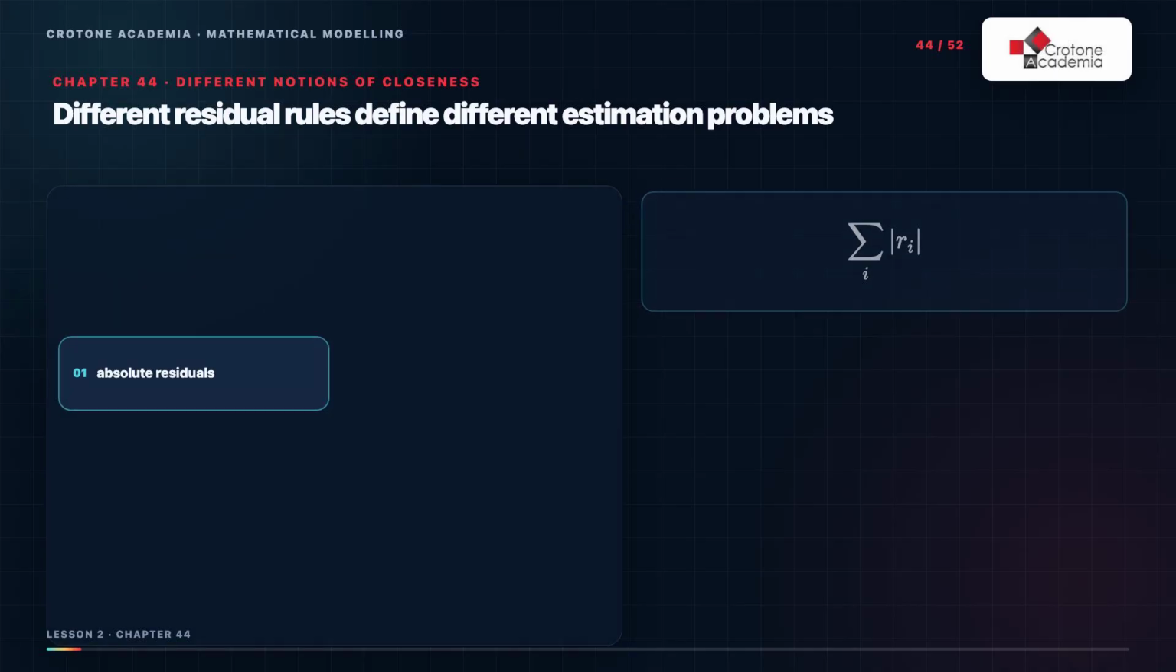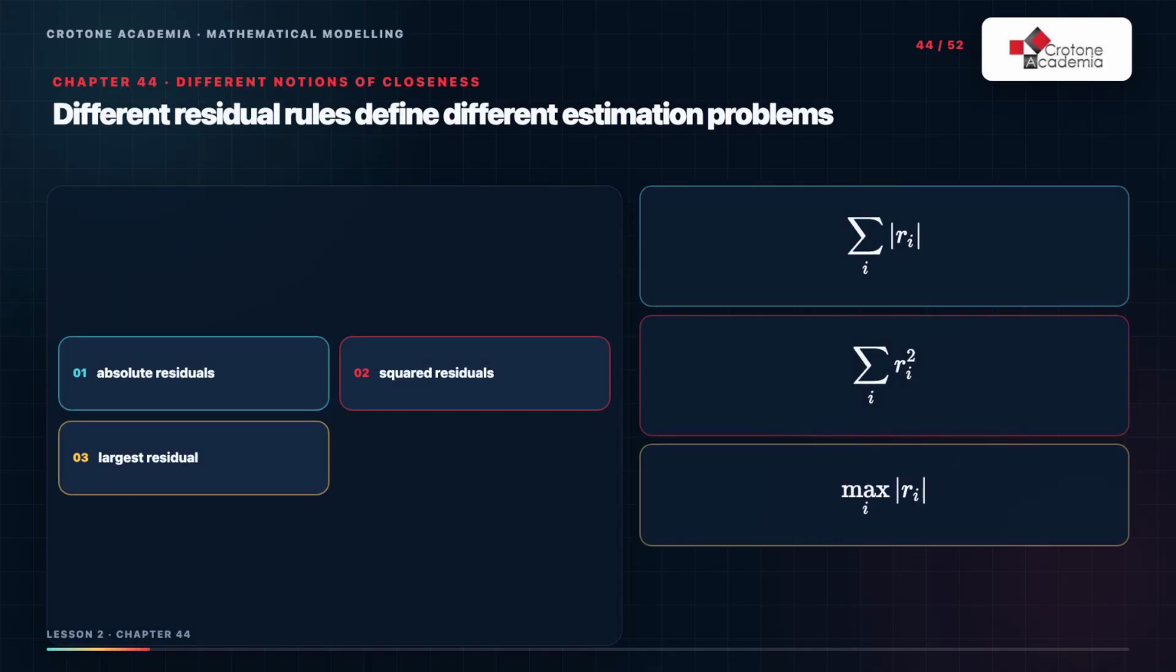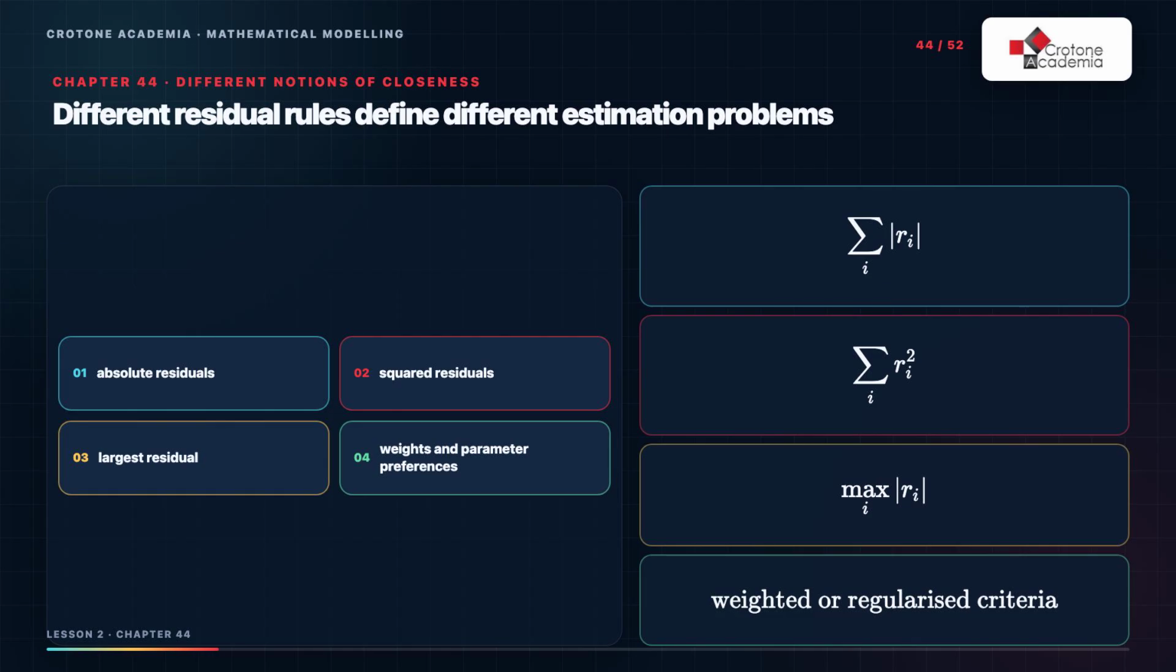We could add absolute residuals, square and add them, focus on the largest magnitude, give some observations greater importance, treat large errors differently, or prefer smaller parameter values. Each rule encodes a different notion of closeness and defines a different mathematical problem. This lesson deliberately does not choose among them. Its purpose is to establish why a criterion is necessary. The next lesson will select and study one particularly important rule, least squares.